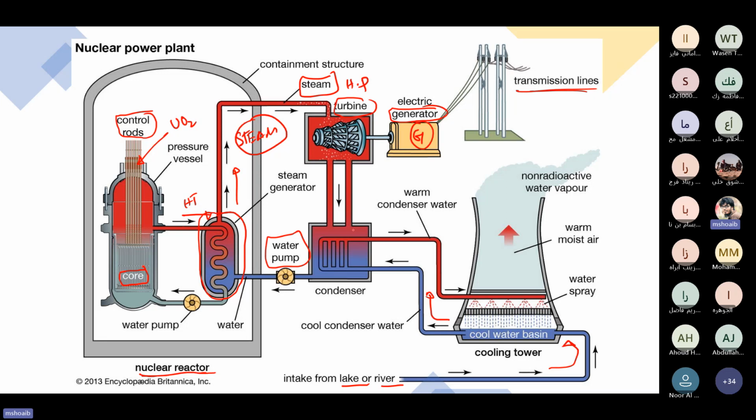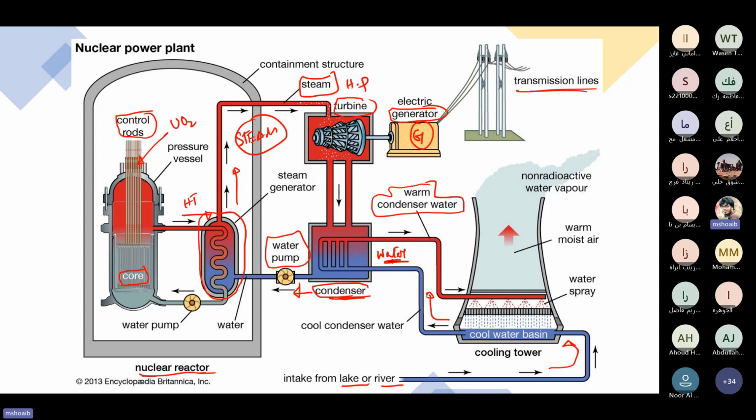Now the loop will continue, because we also have the process of condensation. The hot steam that has passed through is converted again into cold water in the condenser, and that water again passes through the water pump and is given back to the reactor.